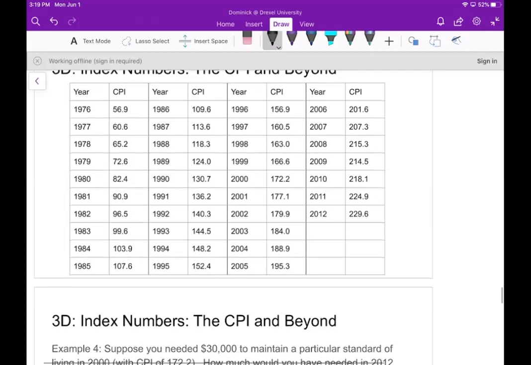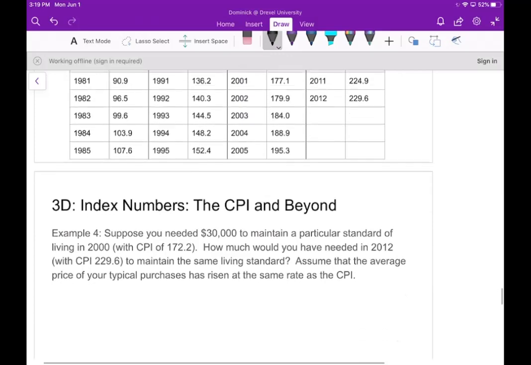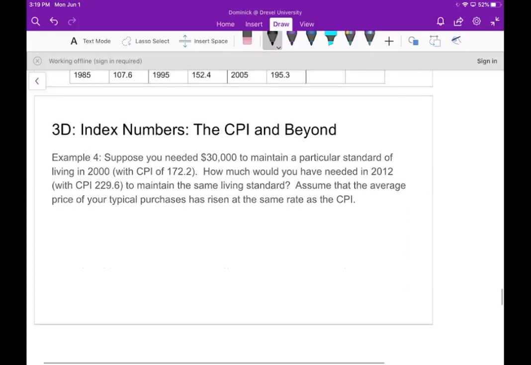Yeah. So it looks like we cap out at 2012. So we're a little bit behind, but that's okay. In this example, we're going to suppose that we needed $30,000 to maintain a particular standard of living in 2000, where we had a CPI of 172.2. Now, how much would you need in 2012 with a CPI of 229.6 to maintain the same standard of living?